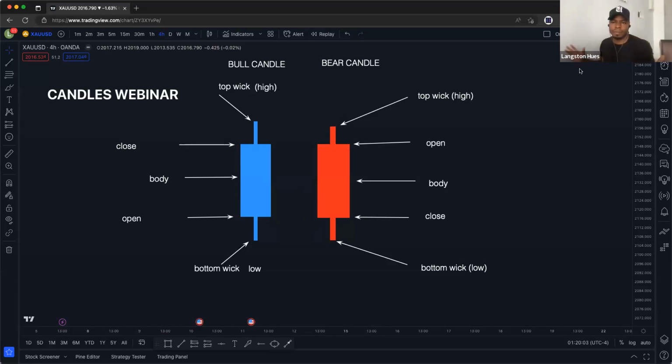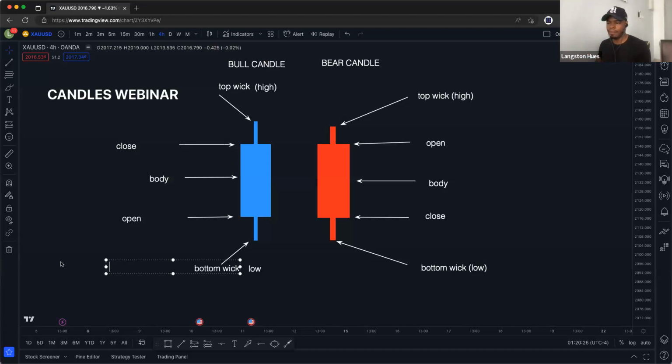So why is this even important? Why do we need to know about these candles? Because you can't trade if you don't know about the candles. All the price movement, everything that's occurring in the market is occurring according to these candles, right? This is how we can make decisions on buys or sells.